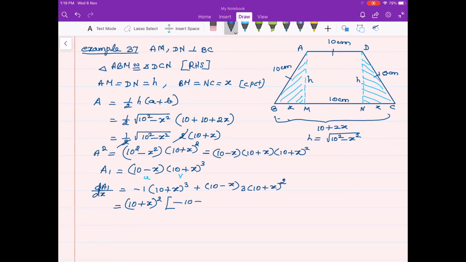We get minus (10 minus x) plus 3 times (10 minus x), which is 30 minus 3x, (10 plus x) the whole square into 30 minus 10 is 20 and minus 4x. Equate this to 0. We get two answers. x cannot be negative. Therefore, x is 20 over 4, which is 5 centimeters.